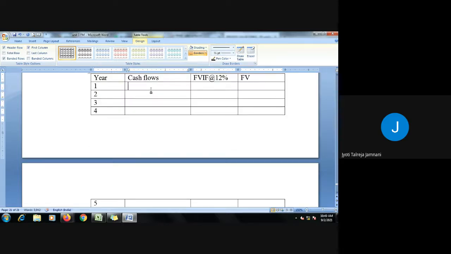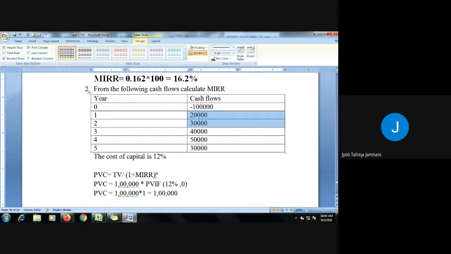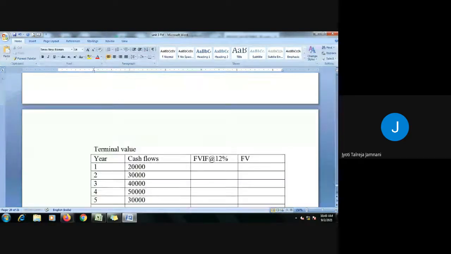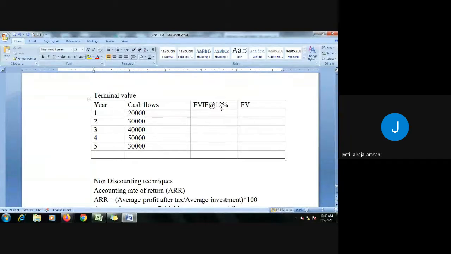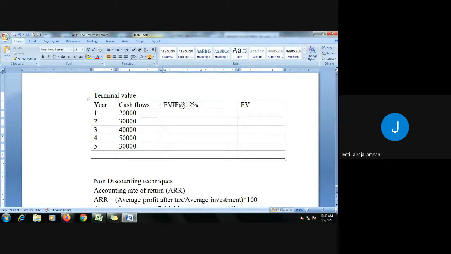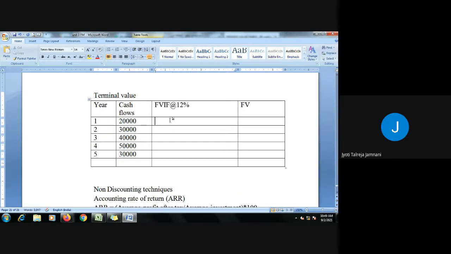Cash flows 20, 30, 40. So I'll just copy them here. Okay, let's find the future value interest factor at 12%. So here we have to see for how many years. Okay, I'll just put those brackets again. Future value interest factor at 12% for, let's see how many years.